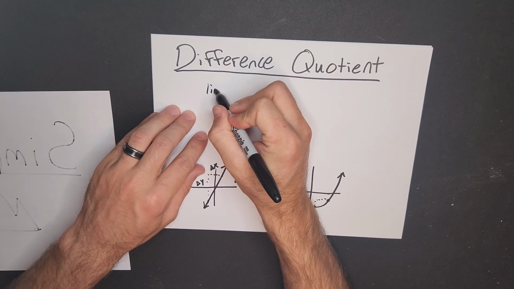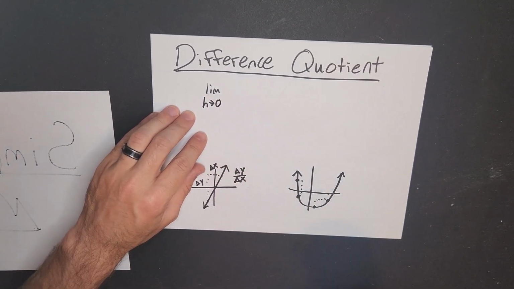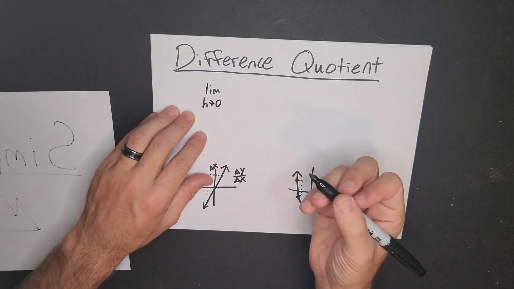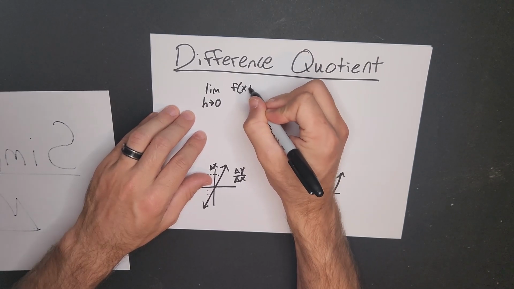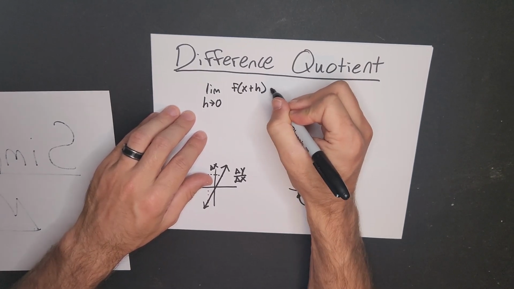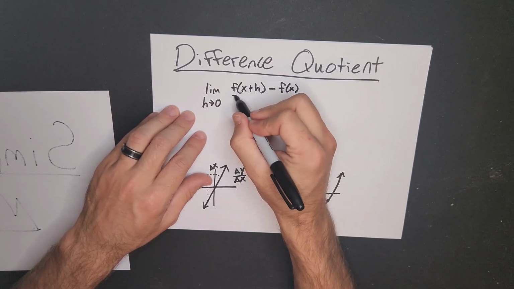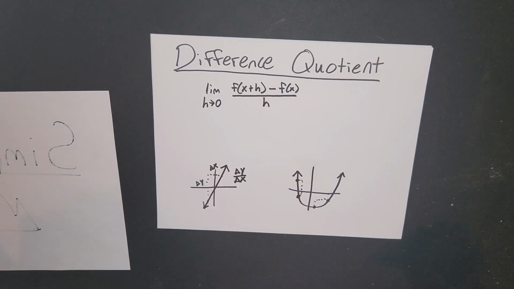We're looking at the limit as h approaches 0. So that might be a strange concept. I'll talk about what that means in a second. So the limit as h approaches 0 of f of x plus h minus f of x, all divided by h. And so, remembering what a limit is, in this context we're going to use a lot of direct substitution when it comes to using limits.